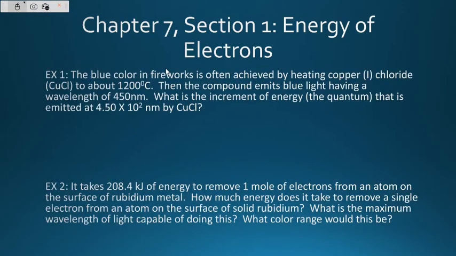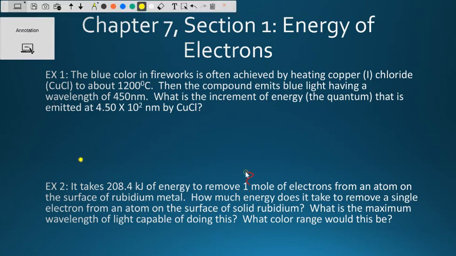Okay, now the next question is taking a look at energy given off in kilojoules. Okay, and we're removing 1 mole of electrons from an atom from the surface of a metal. Okay, how much energy does it take? There's our question. How much energy does it take? And let me switch over to my writing tool. How much energy does it take to remove a single electron from the surface? And what wavelength of light would be required from this? And what color range would that be?